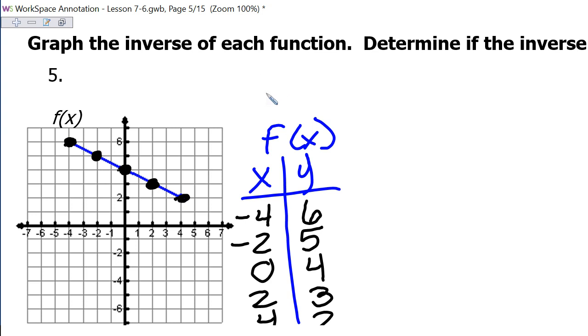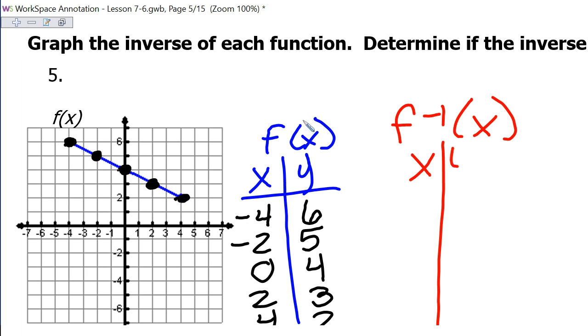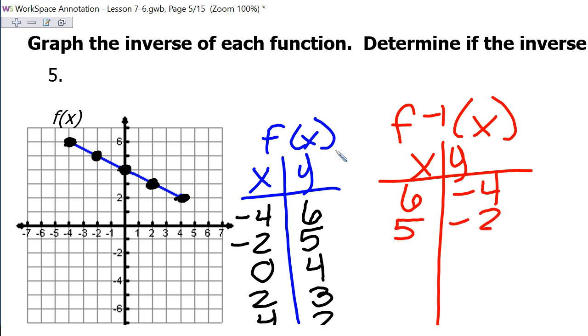Now, if I'm writing down the points for the inverse, what we need to do is switch those ordered pairs. So what would be the first point for f inverse? 6, -4. What would be the next point for f inverse? 5, -2. What would be the next point? 4, 0. Next point, 3, 2, and 2, 4.